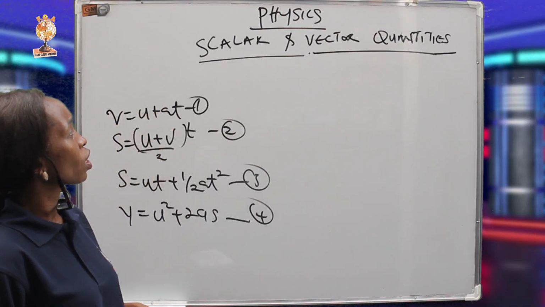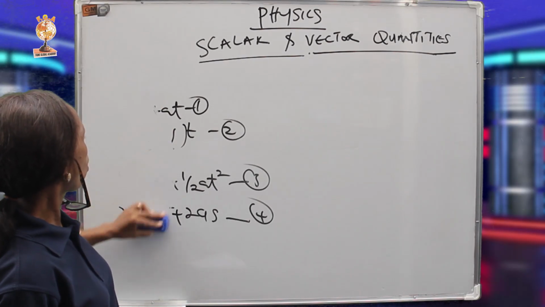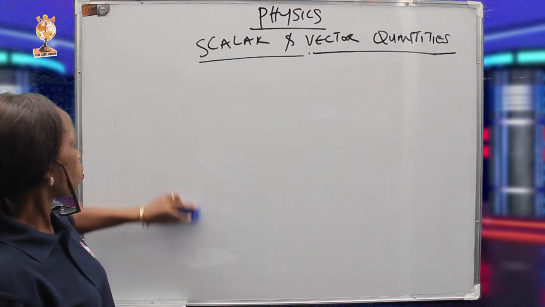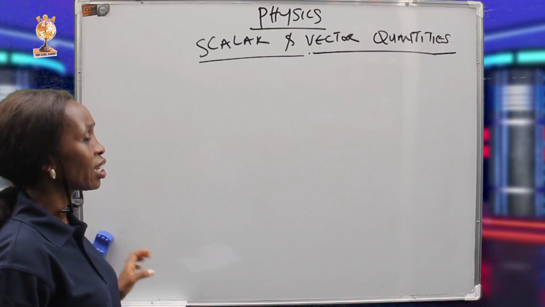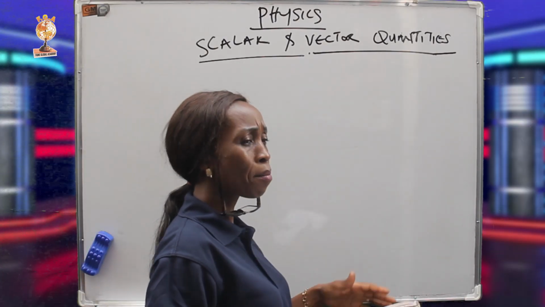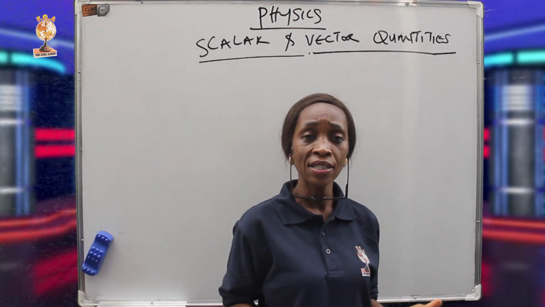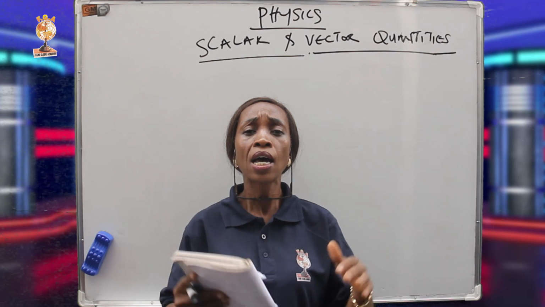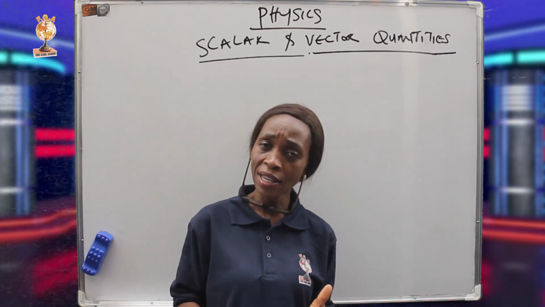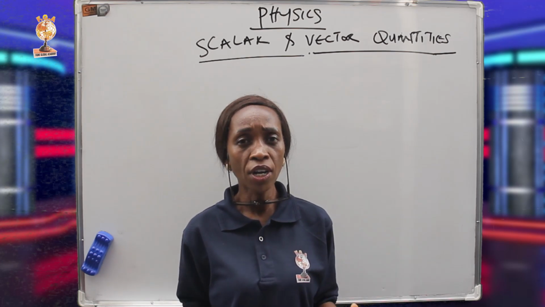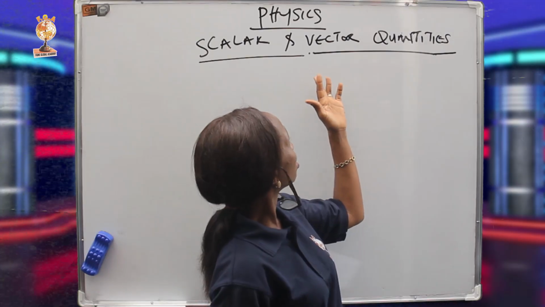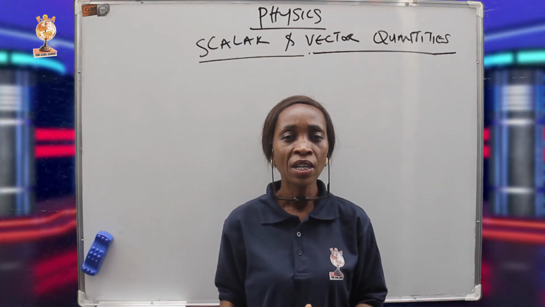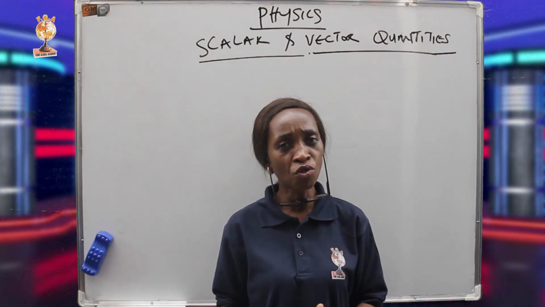And for today, we're talking about scalar and vector quantities. What are scalar quantities? Scalar quantities are quantities that have magnitude, have size, but no direction. But vector quantities are quantities that have both magnitude and direction.